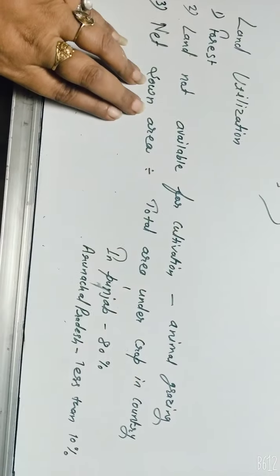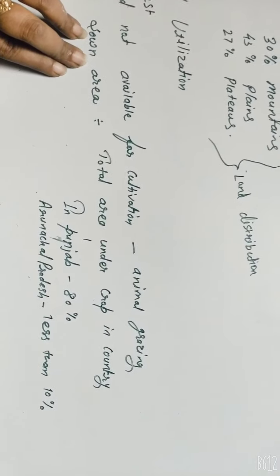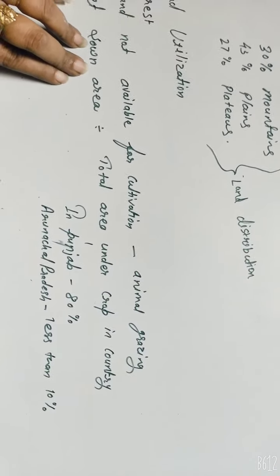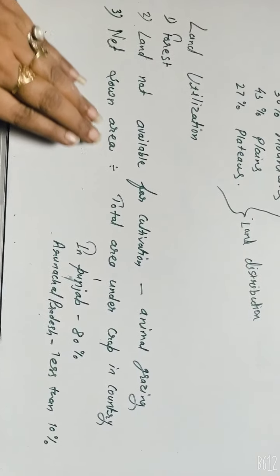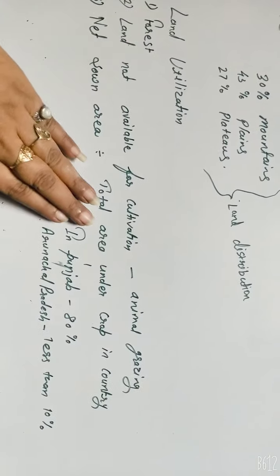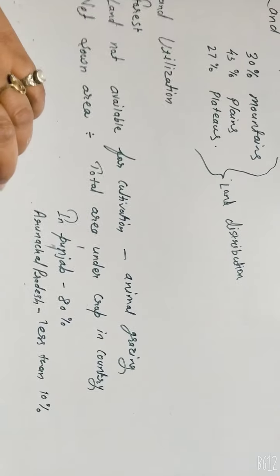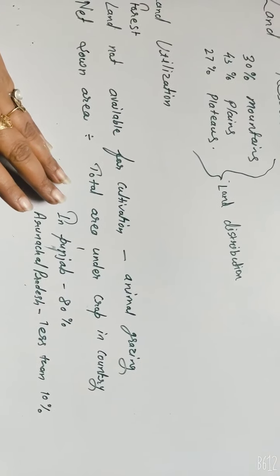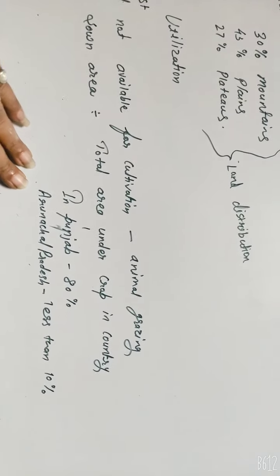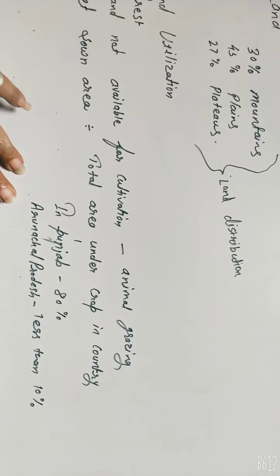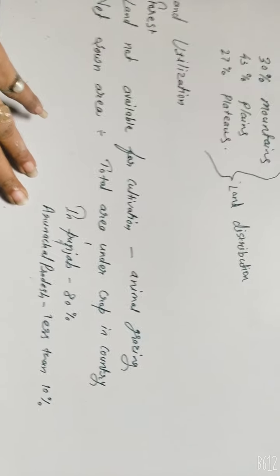The net sown area means the total area under the crop in the country. That means how much agriculture is going on in the area, that is the net sown area. Now this is also not equal. In Punjab there is 80% net sown area, but in Arunachal Pradesh it's less than 10%. So net sown area all over India is not equal.